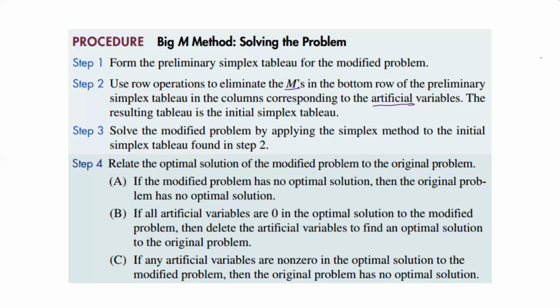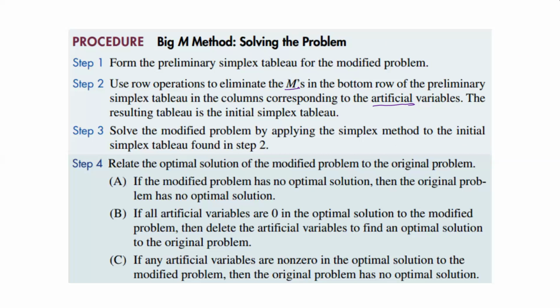And then after we get that done, the resulting tableau is our initial simplex tableau. And then we're going to solve the modified problem by applying the simplex method to the initial simplex tableau found in step two. So after we found that simplex tableau in step two, we just do our simplex method like we've been doing. And then in step four, we relate the optimal solution of the modified problem to the original problem. Now, if the modified problem has no optimal solution, then the original problem has no optimal solution.